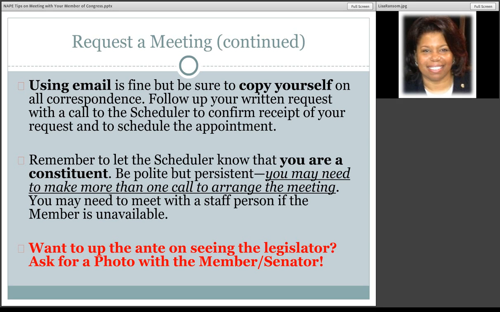Follow up your written request with a call to the scheduler to confirm receipt of your request and to schedule an appointment. Remember to let the scheduler know that you are a constituent. Be polite but persistent. You may need to make more than one call to arrange the meeting. You may also need to meet with a staff person if the member is unavailable. If you really want to up the ante on seeing the legislator, ask for a photo with the member or senator.